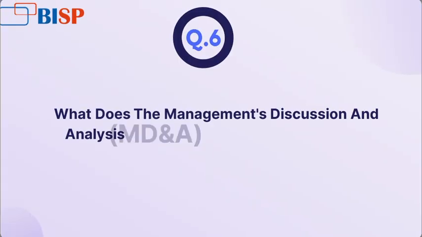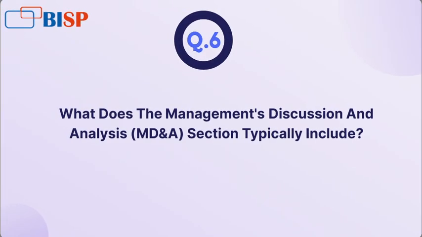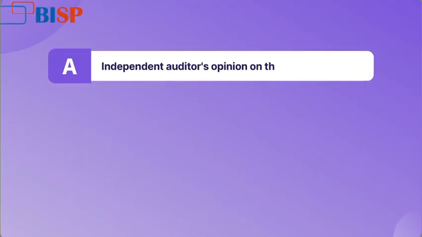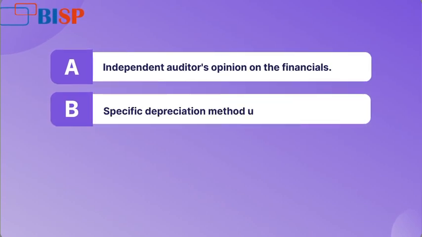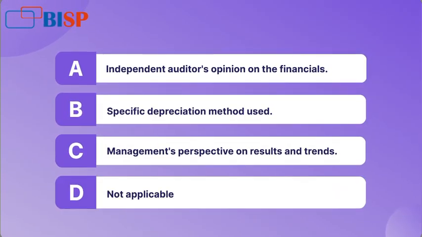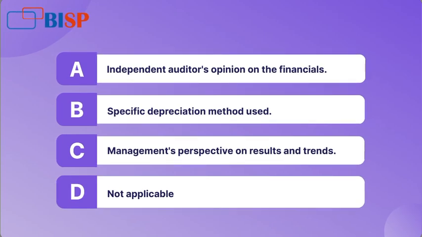What does the Management's Discussion and Analysis (MD&A) section typically include? A. Independent auditor's opinion on the financials. B. Specific depreciation method used. C. Management's perspective on results and trends. D. Not applicable.